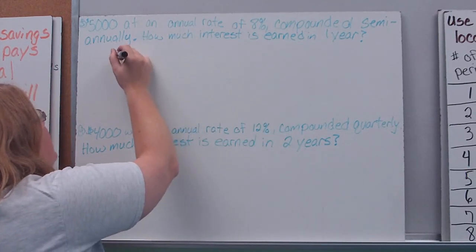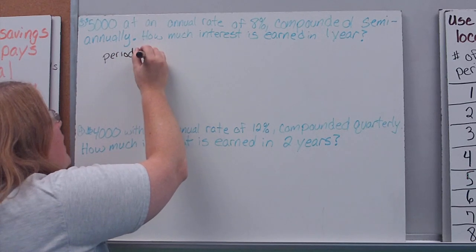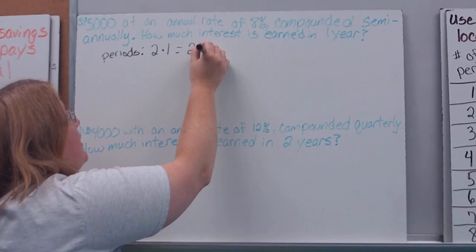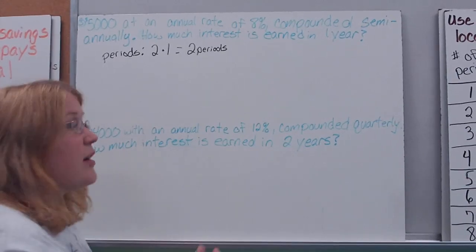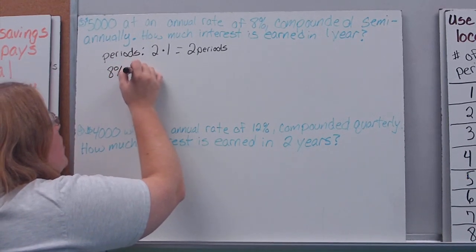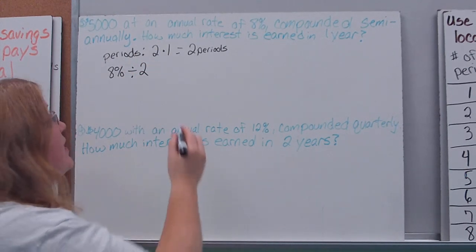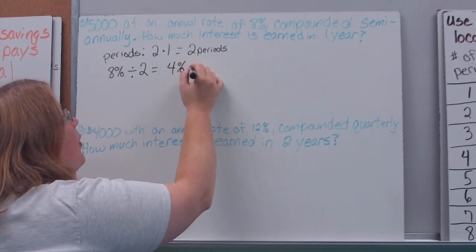So for 1 year, semi-annually, that means our periods. Semi-annually is twice a year. For 1 year means I have 2 periods. All right. Now let's figure out our interest rate. If I have 8% annually, and it's compounded semi-annually, that means twice a year. That means I have a 4% interest rate per period.